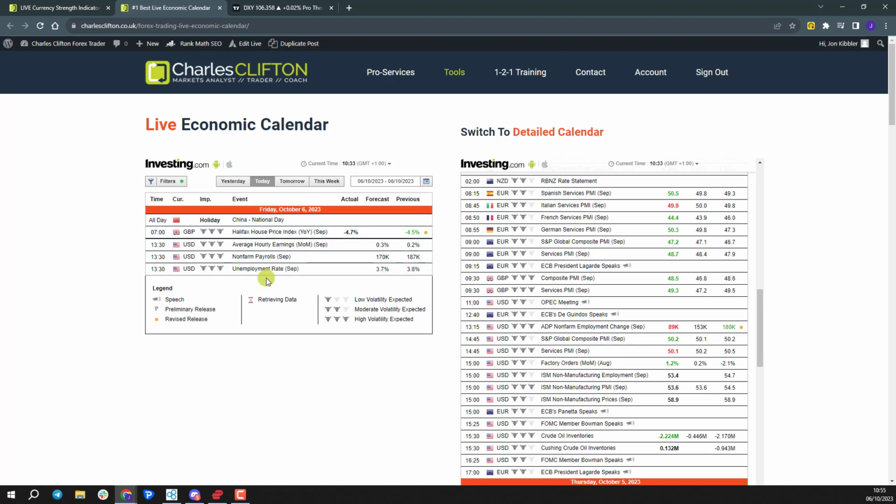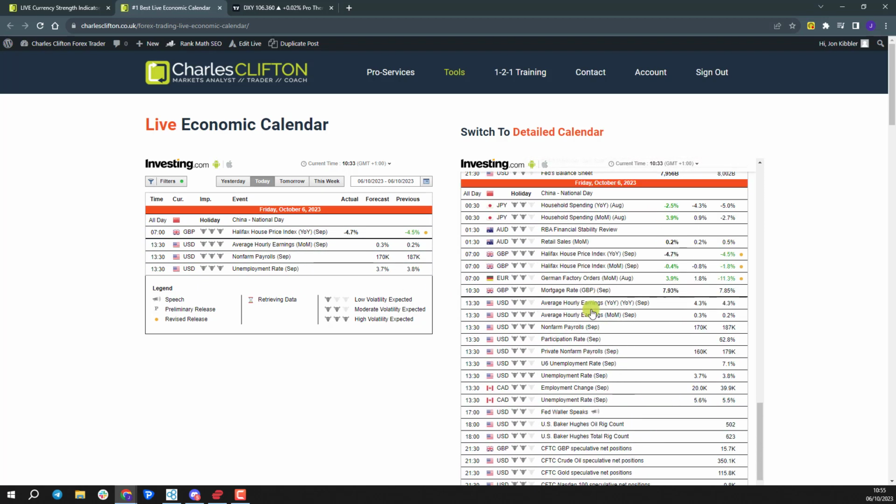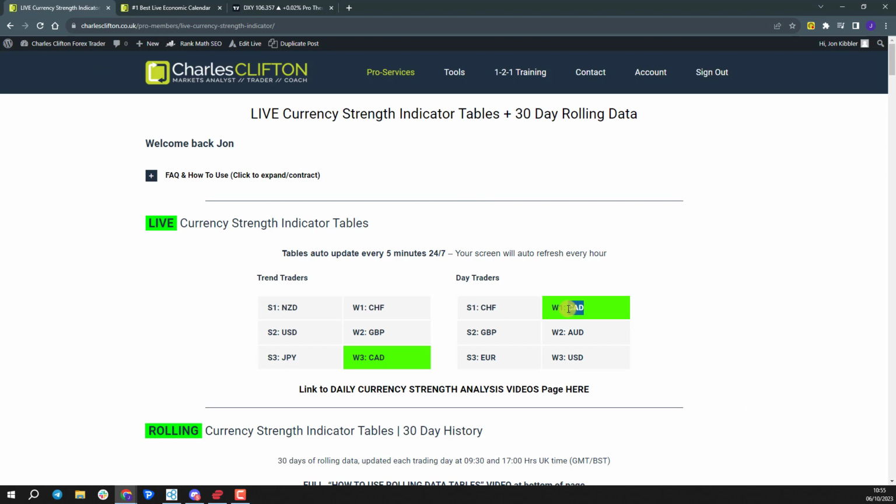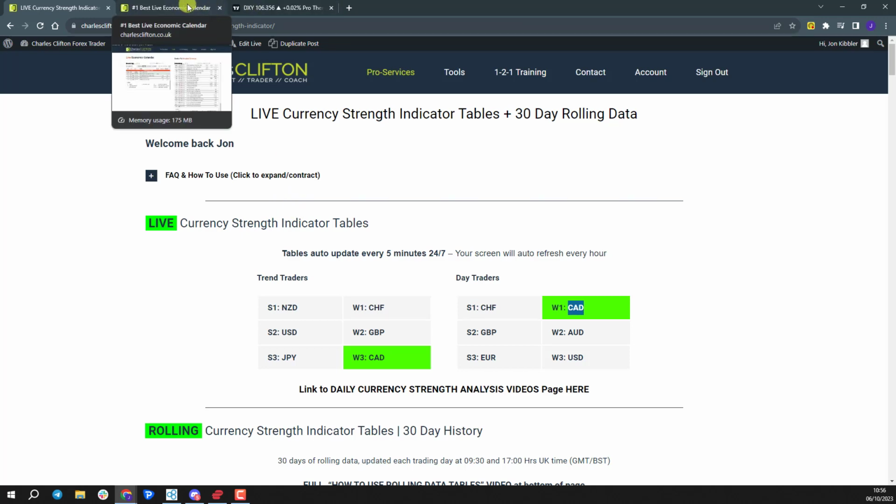Now, because we've got such high impact data, if I just filter this down, we'll go here on the right hand side, you can see there's lots of CAD data as well. We usually get CAD employment data out at the same time as the NFP. So although CAD is on our tables as a confluenced currency, we do have high impact data today, which is obviously going to affect that currency and what we could potentially see from that.